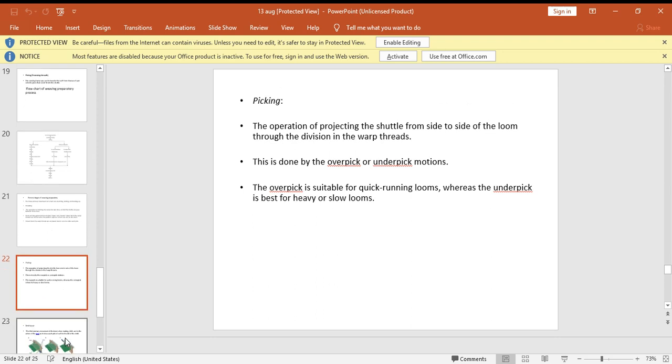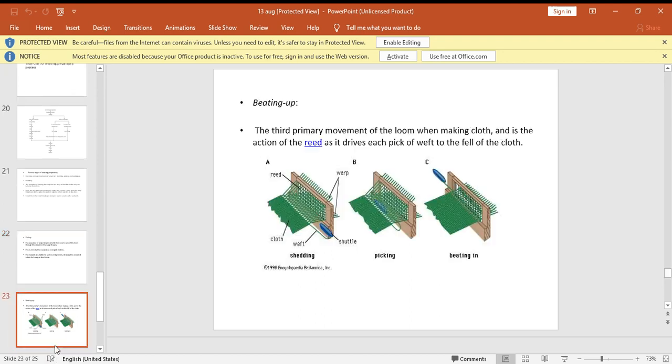Coming to picking. Picking is the operation of projecting the shuttle from side to side of the loom through the division in the warp threads. This is done by the overpick or underpick motions. The overpick is suitable for quick running looms, whereas the underpick is best for heavy or slow looms.